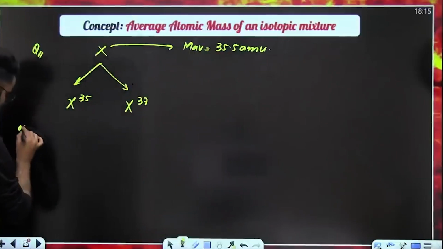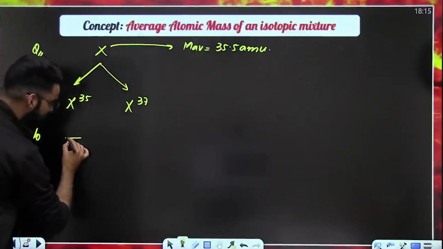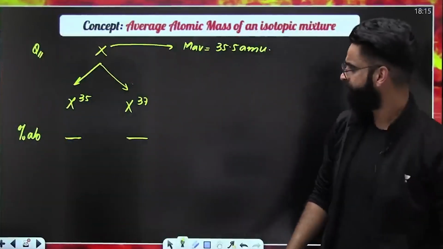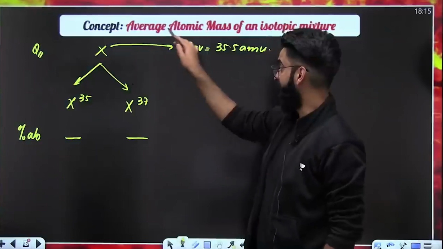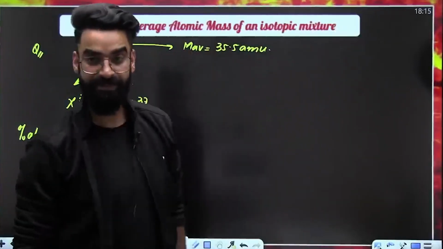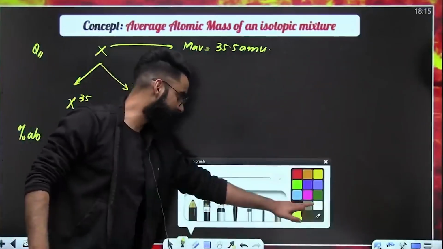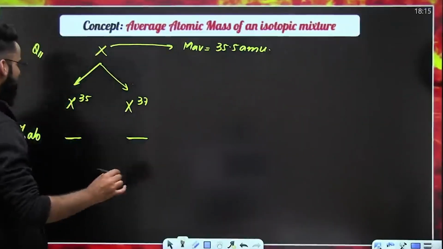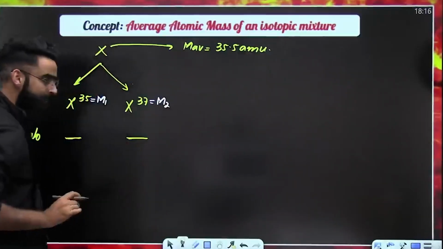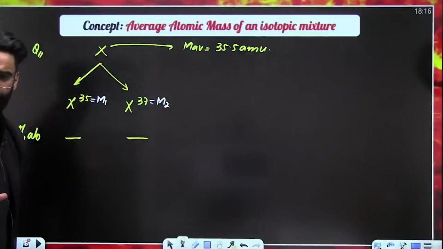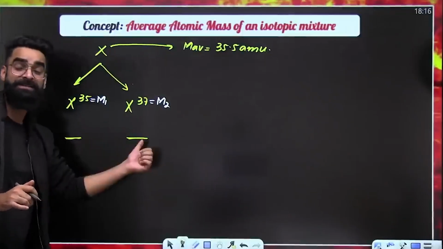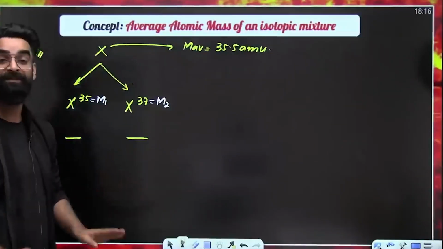We need to calculate the percentage abundances of these two isotopes. Can't we do it? Element X has two isotopes. The average atomic mass of the element is given. We need to calculate the percentage abundance of these isotopes. Now, my dear students, have a look how we are going to solve this question. Understand. First of all, this 35 is what I call M1. This 37 is M2. A few minutes back I told you the sum of percentage abundances of all the isotopes of a particular element is always 100.